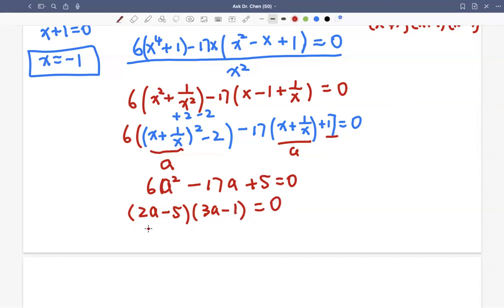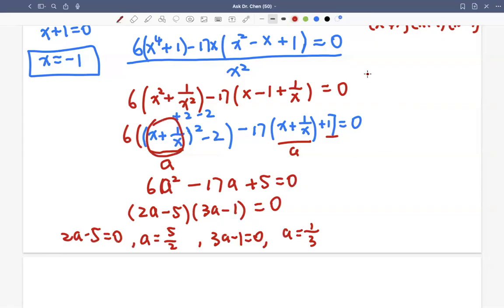All right, so this gives us 2a minus 5 equals 0. So 2a minus 5 can be 0 by the zero property. Solving for a, a equals 5 over 2. And 3a minus 1 can be 0, so that means a can be 1 over 3. Okay, remember a is x plus 1 over x. So let's try to solve that. First one, x plus 1 over x equals 5 over 2.